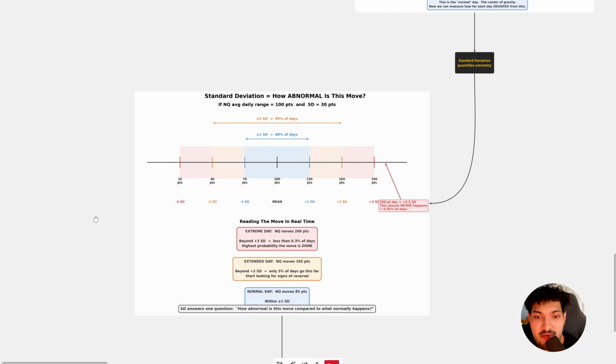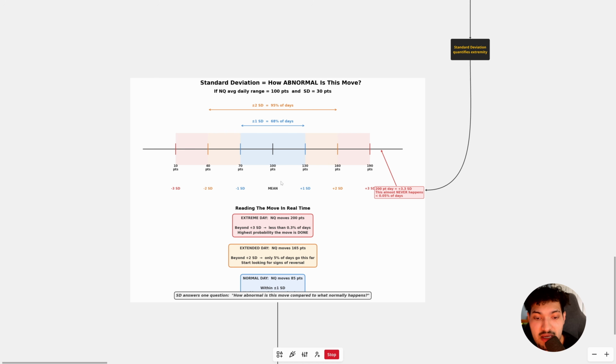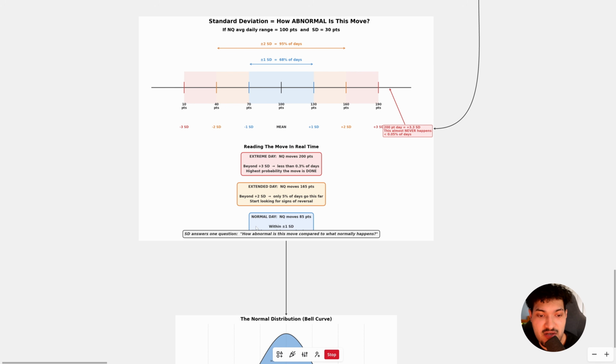The farther and farther you move away from the mean, the less probability that it's going to happen. As I said in this example, a 200-point day, which is 3.3 standard deviations, way past the 190 points, almost never happens. It only happens less than 0.5% of days. So in essence, standard deviation answers this question: how abnormal is this move compared to what normally happens?